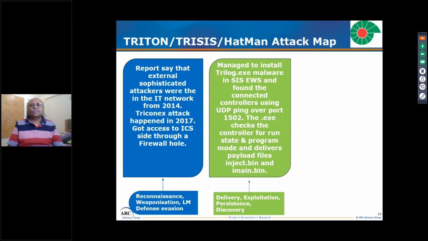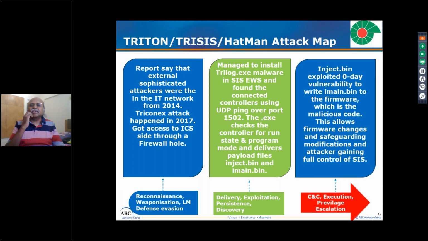The .exe checks the controller for run state and program mode and delivers payload files, inject.bin and imain.bin. Again, the controller has to be in program mode for delivery, that's what the reports say. But once you deliver it, even if someone changes from program to run mode, the delivered inject.bin and imain.bin can put it back to program mode to execute their requirement. So that's one of the key learnings from there.